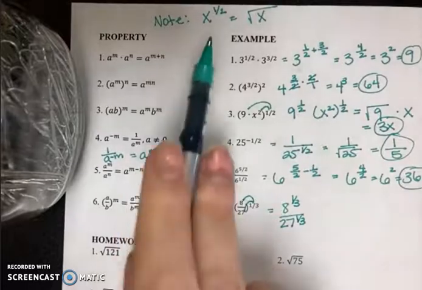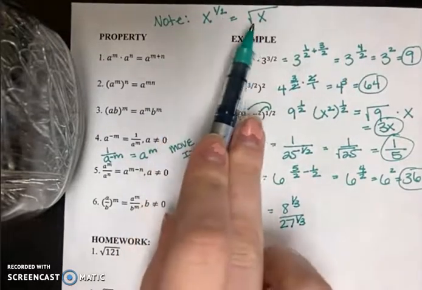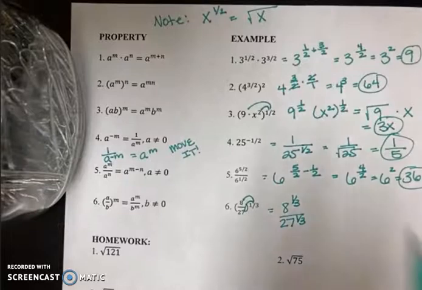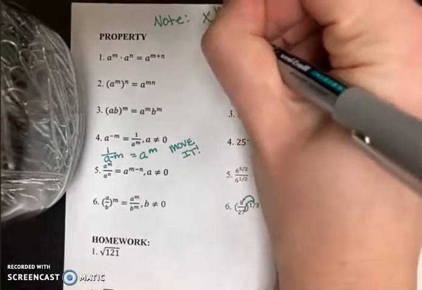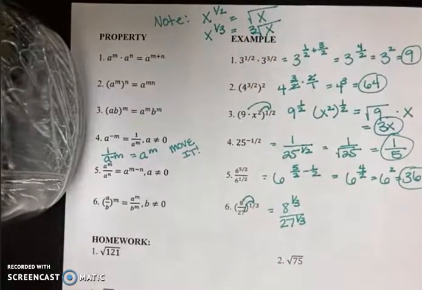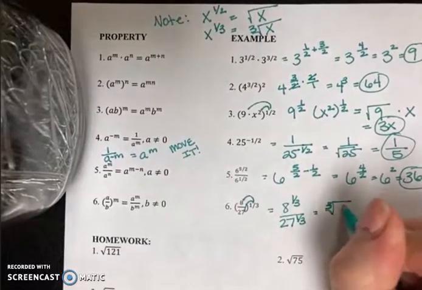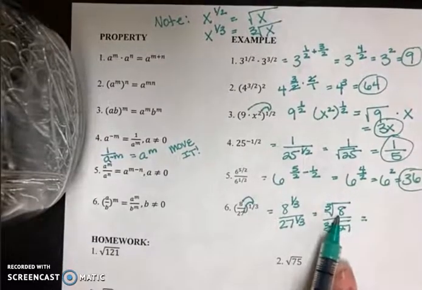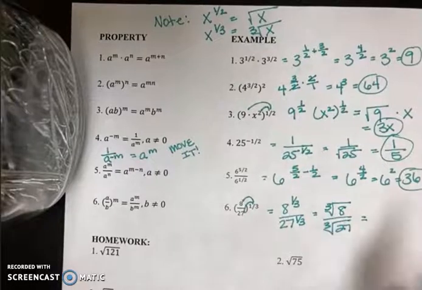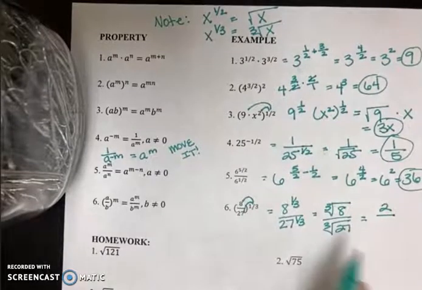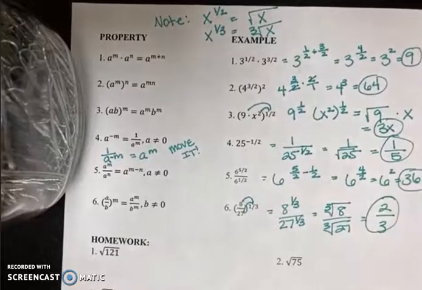Now, if the 1/2 power is the square root, then what would the 1/3 power be? So we're going to make another note. X to the 1/3 power is going to be equivalent to the cube root. Again, this is an idea you're going to see more in 5.6. So now I really have the cube root of 8 over the cube root of 27. So I just need to ask myself, what cubed would give me 8? The answer is 2. What cubed would give me 27? Well, 3. So the answer is 2/3.